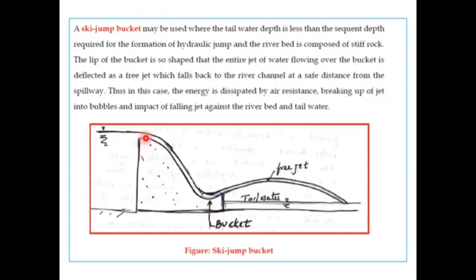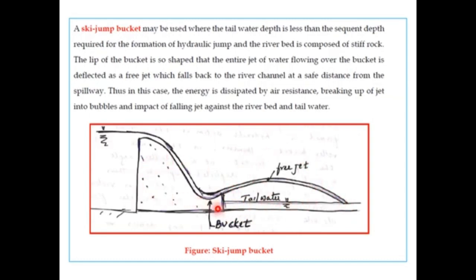We also have what is known as a sky jump bucket, which is provided at the toe of the spillway. It is used where the tailwater depth is less than the sequent depth of the hydraulic jump, and the river bed is composed of stiff rock. The lip of the bucket is so shaped that the entire jet of water flowing over the bucket is thrown as a free jet onto the river channel at a very safe distance from the spillway. In this case, the energy is dissipated by the air resistance, breaking up of the jet into bubbles, as well as the impact of the jet falling on the river bed and the tailwater. That's how the energy dissipation takes place.